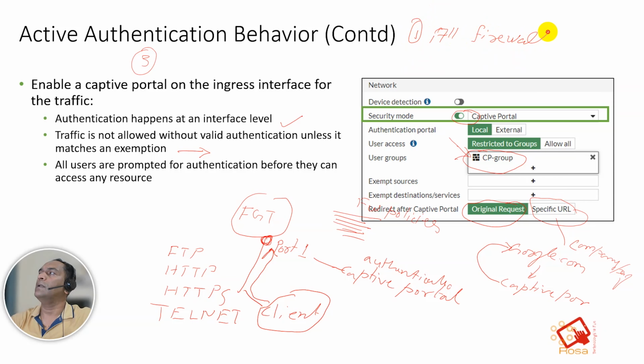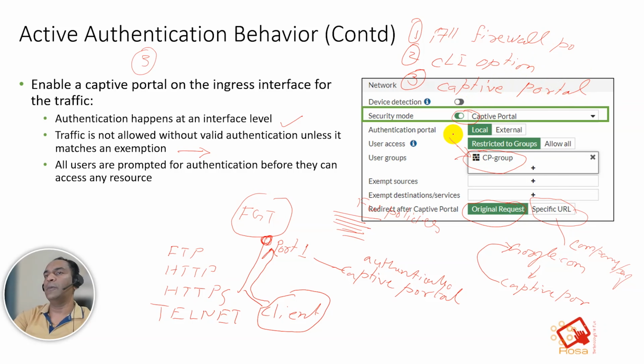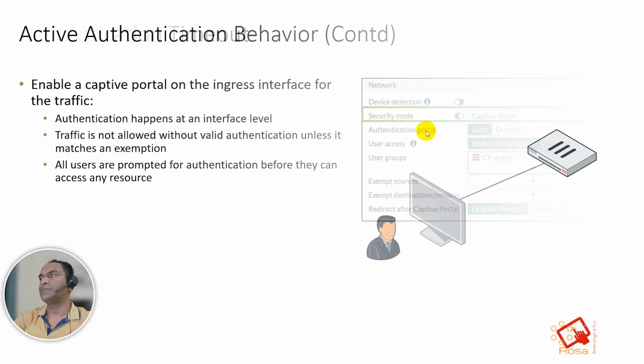All firewall policies. Second, CLI option. And third is captive portal on interface. So these are the three options for active authentication.